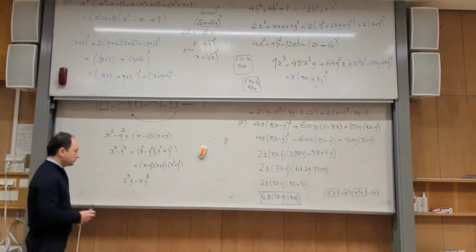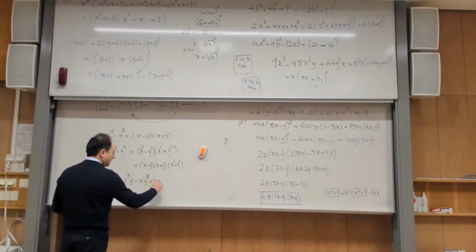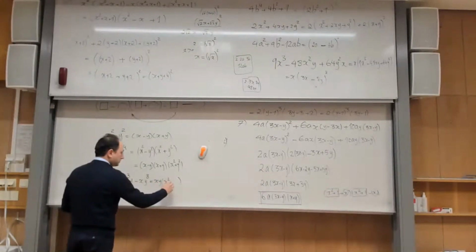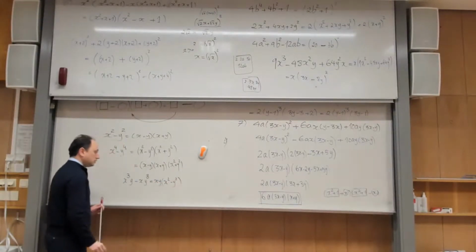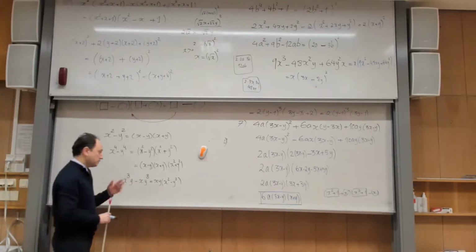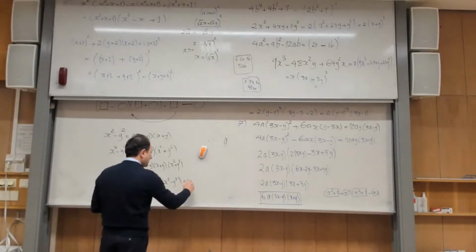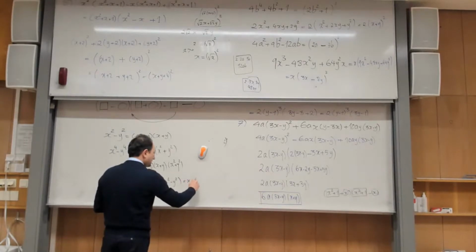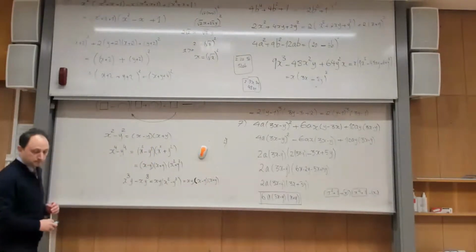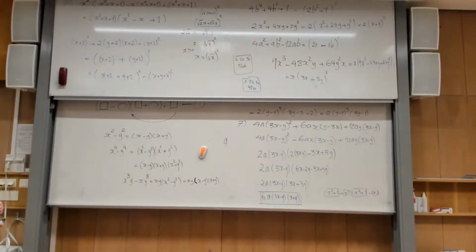What can I pull out? xy. What is left? X squared minus y squared. Is it finished? No, because now the conjugate pattern emerges. So this becomes xy, x minus y, x plus y. Yes, is that clear?